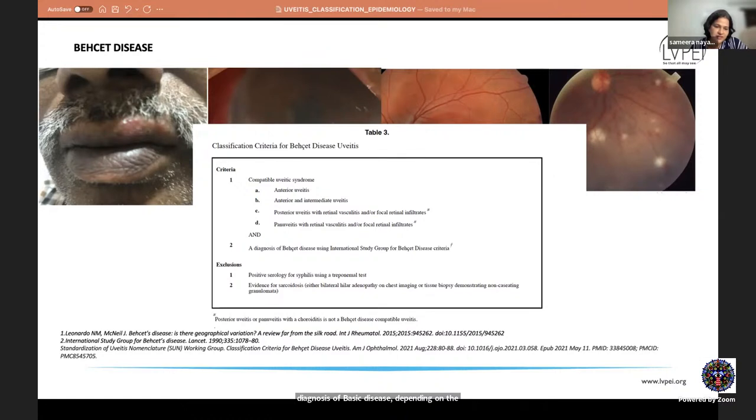disease criteria. And in this, they have excluded positive serology for syphilis using a treponemal test and evidence of sarcoidosis. In most of the cases, they have excluded syphilis and sarcoidosis.